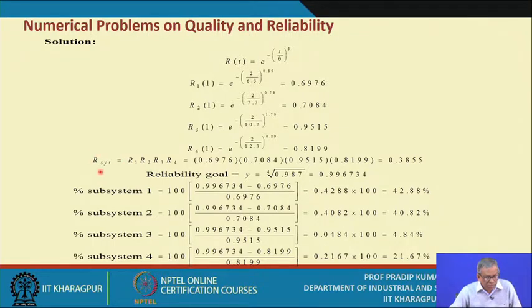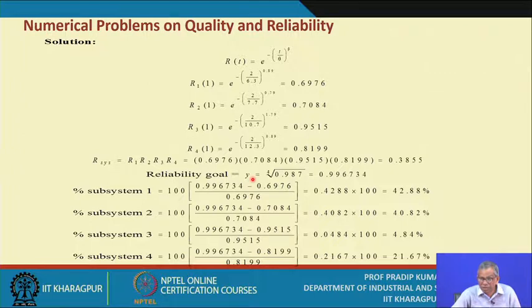Now, if the system is in series, you just multiply all these values. It's a product term, and you get the system's reliability as 0.3858. So, what is the reliability goal? The reliability goal is 0.987 in series. So, the individual component reliability should be this one. Is it clear?